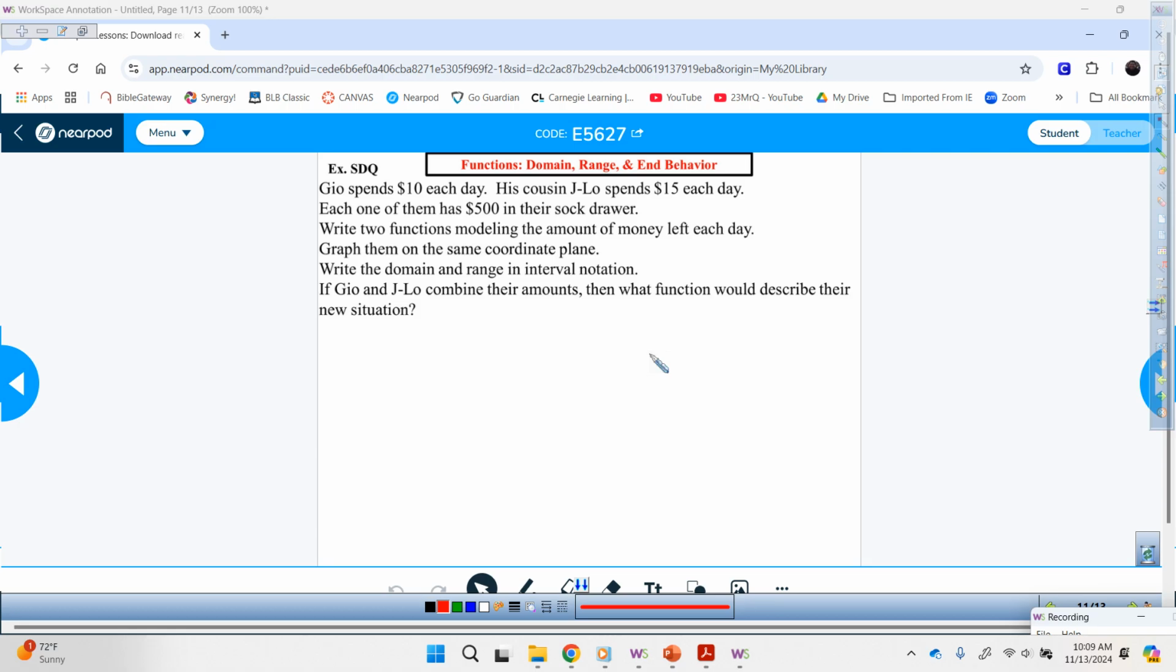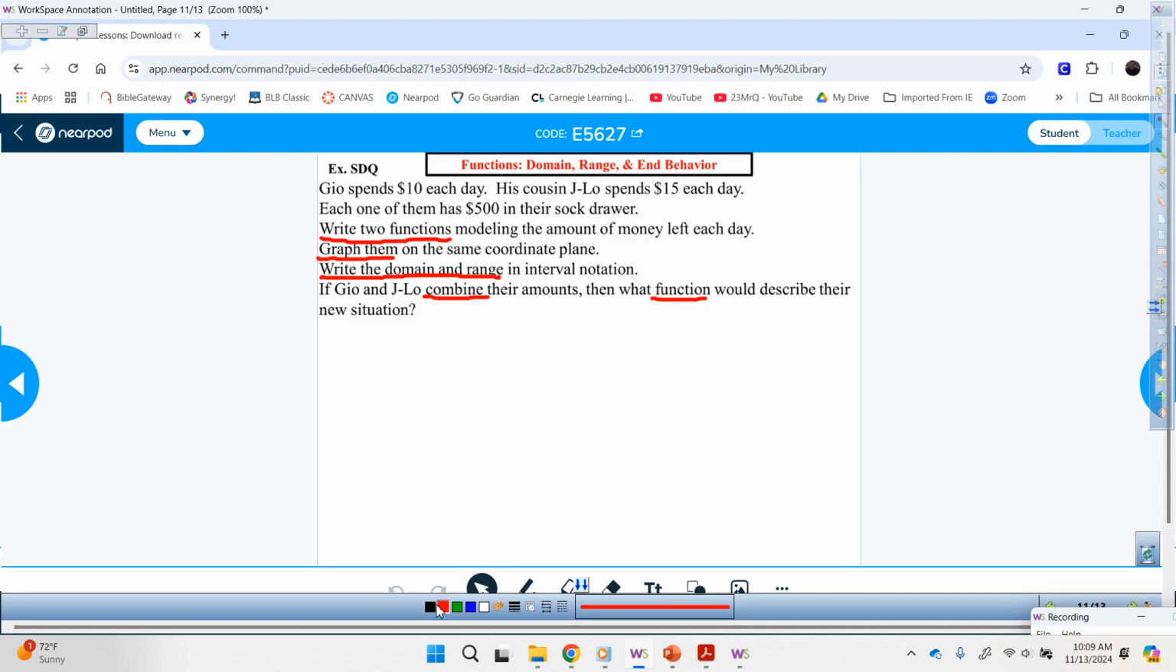What are they asking you to do? Okay, and you underline that on your screen. Very good. Write two functions. What else? We're going to graph them. That's the second thing. What else? Write the domain and range. That's the third thing. And what's the last thing they're asking us to do? Combine the functions. Yes, that is correct. So that's the fourth thing.